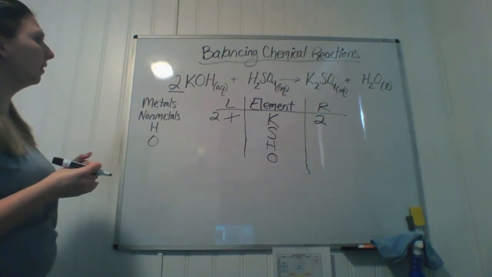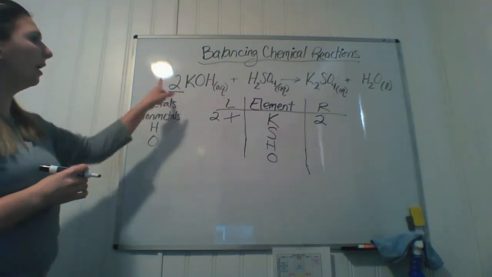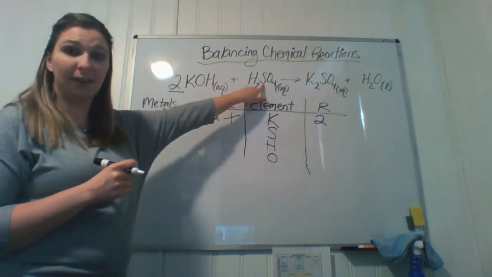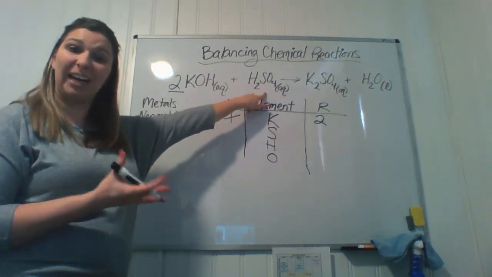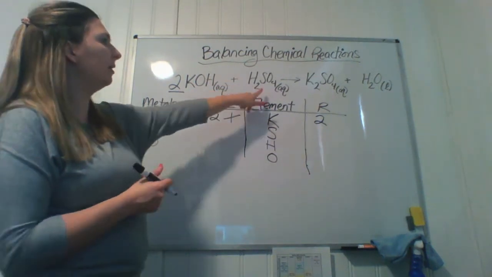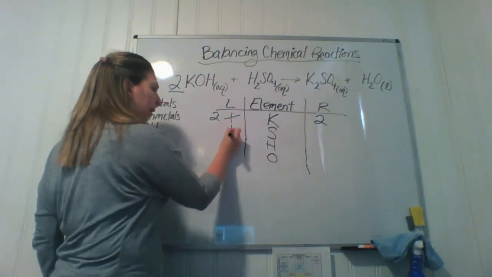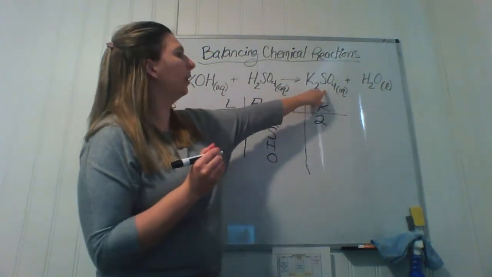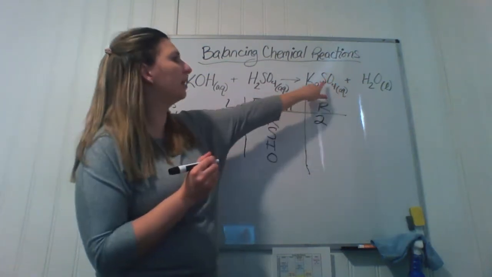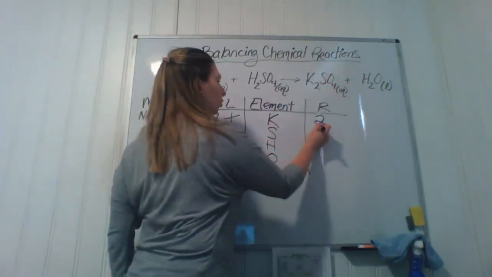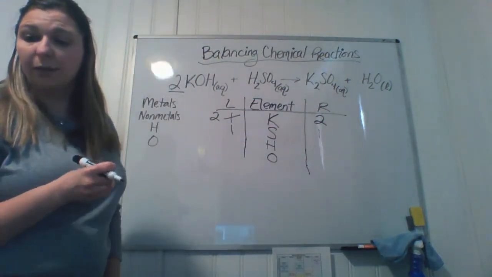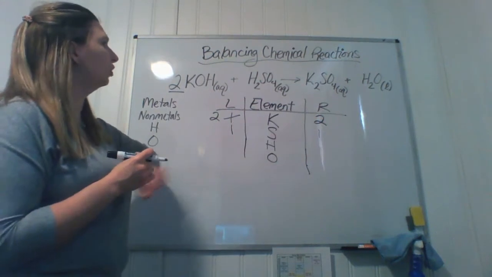Let's move on to sulfur. Looking on the left side, we find sulfur here in H2SO4. We should recognize the name of this is sulfuric acid if we review our naming. So sulfuric acid contains 1 sulfur atom. And then here in our product side, we have potassium sulfate, which contains 1 sulfur atom. So sulfur is balanced now. So let's move on to hydrogen.